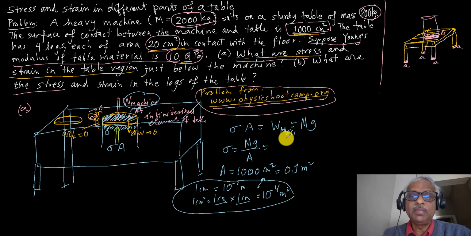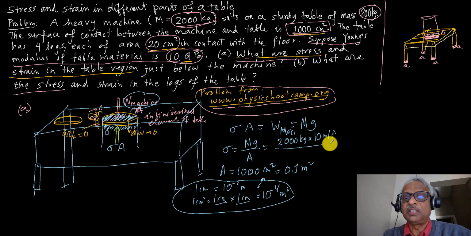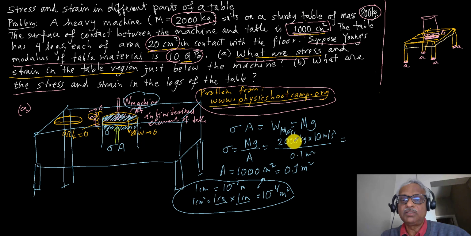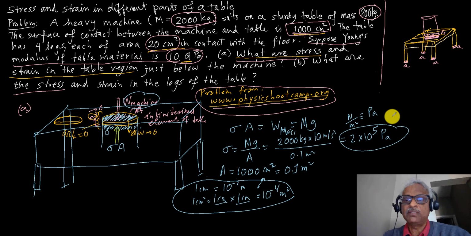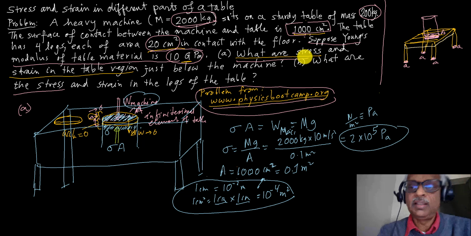So M is 2000 kilogram, and g is 10 meter per second squared. I'm going to take 10, it is 9.8, just for simplicity, and this is 0.1 meter squared. So when I work this out, 1 2 3 4 and then 5 zeros, so 2 times 10 to the power 5 Pascal. I got a Newton over meter squared, which is the same as Pascal, because that's the answer for the stress. Now to the strain.